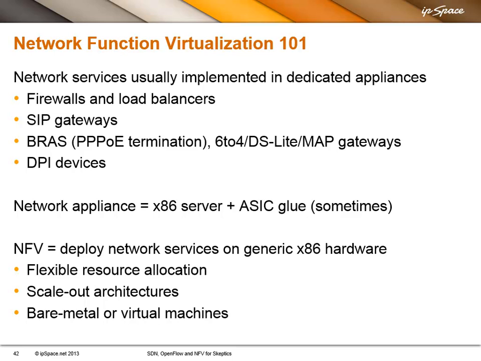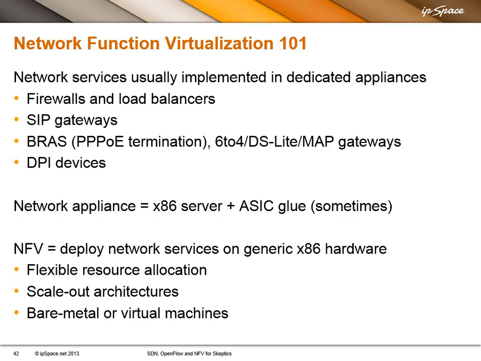Because if you really look inside a network appliance, quite often, if the appliance is working at layer 4 or above, you will find an x86 server inside the appliance box. There might be some ASIC glue. Some high-end vendors use dedicated hardware, for example, in firewalls. The BRAS termination might also be done in hardware. Some vendors have DPI devices that use hardware offload. But with most mid-range appliances, you open them, there's Intel inside.